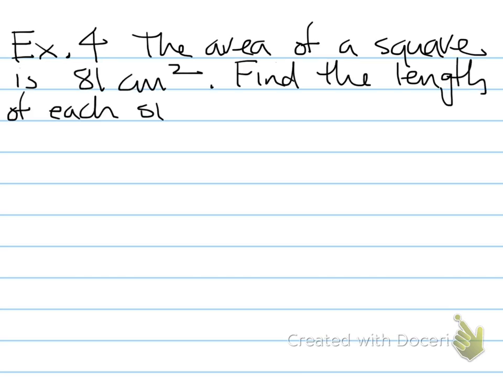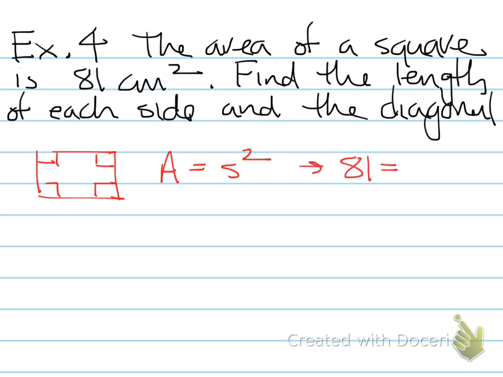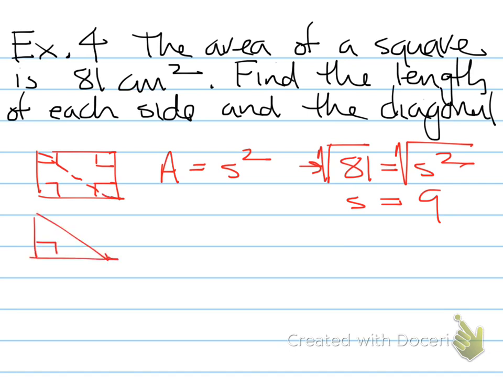Alright, in this example we're given that a square has an area of 81 square centimeters. We need to find the length of each side and the diagonal. A square is a quadrilateral with 4 equal sides. Since length times width gives us the area, and the length and the width are the same, the area of all squares is just the length of one side times itself, or that side squared. Since 81 equals s squared, we take the square root of both sides, and we get s equals 9. So each side of this square is going to be 9.